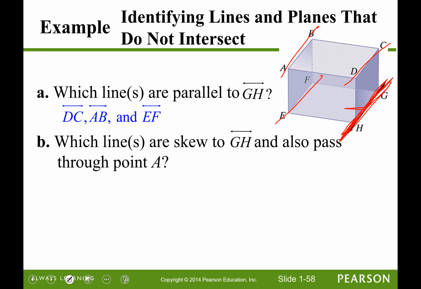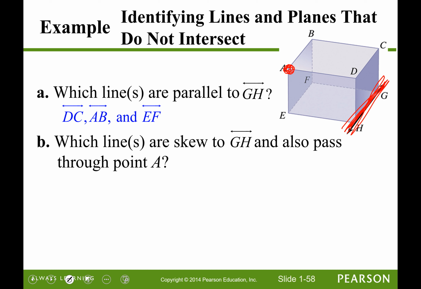All right, which lines, let me erase my scratch work there. Which lines are skew to GH? Okay, so let me draw GH again because it looks like we're focusing on that again. And also pass through point A. So I'm going to highlight A because this is a requirement. It's got to pass through A.